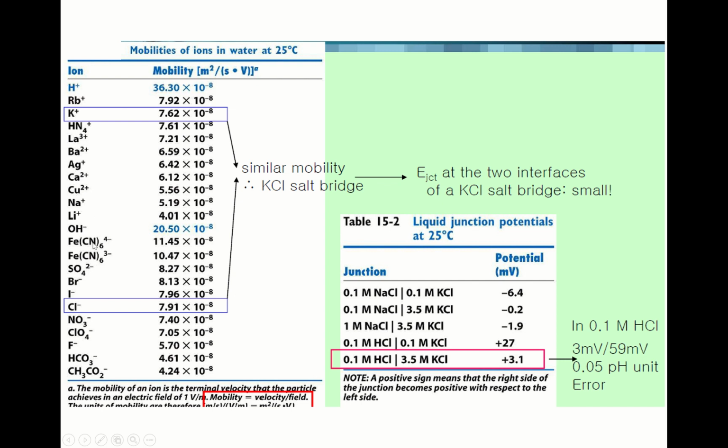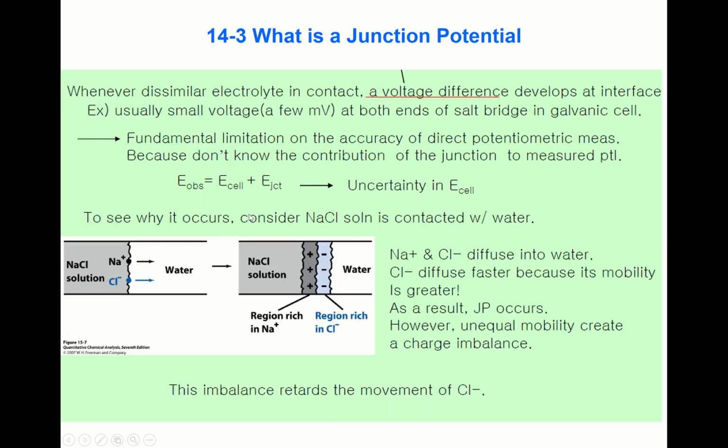And ferrocyanide and ferricyanide mobility is not small, like that. What is important is that every ion has its own mobility, and their mobilities are all different. So here, how do we minimize this junction potential, this potential difference? How to minimize the junction potential?